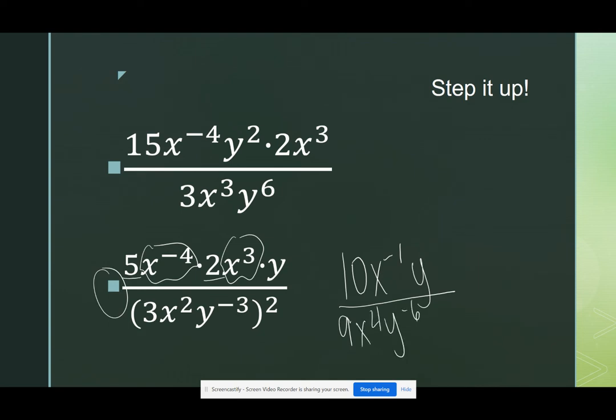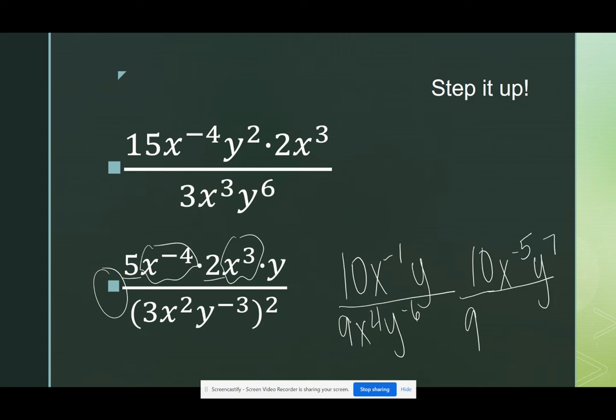Once again, we're not done though. We need to subtract our exponents of our variables. So 10 divided by 9 is going to stay 10 divided by 9. We can't simplify it. Negative 1 minus 4 is negative 5. 1 minus a negative 6 is positive 7.